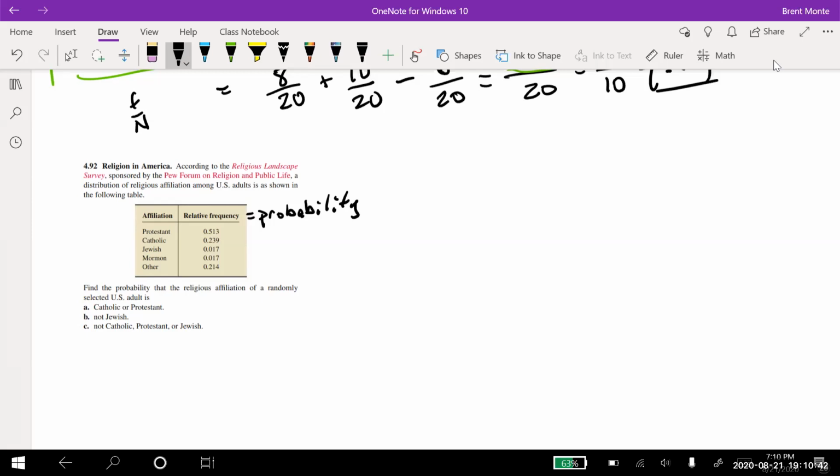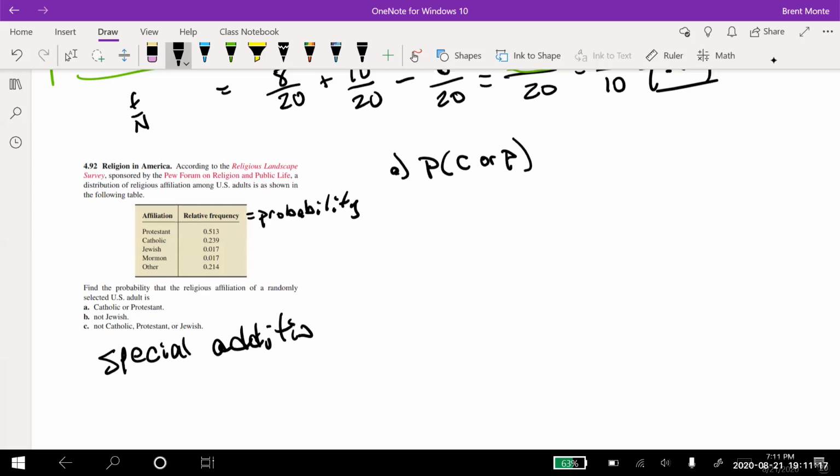All right, so find the probability that the religious affiliation of a randomly selected U.S. adult is Catholic or Protestant. Well, for A, we're going to say, what's the probability? And they're all different letters, so let's just go C or P. Now, notice they list Catholics and Protestants separately because what they're saying is these are mutually exclusive. So in this case, I can use the special addition rule, since mutually exclusive.